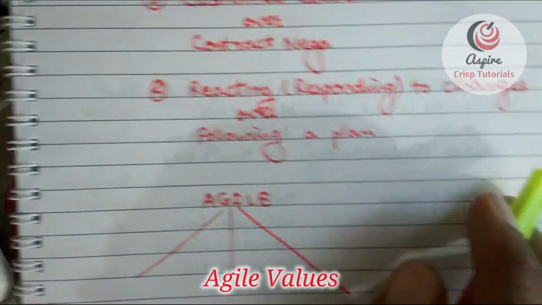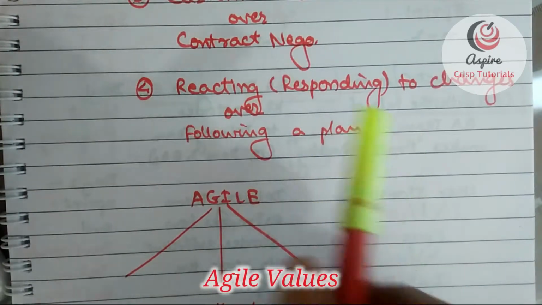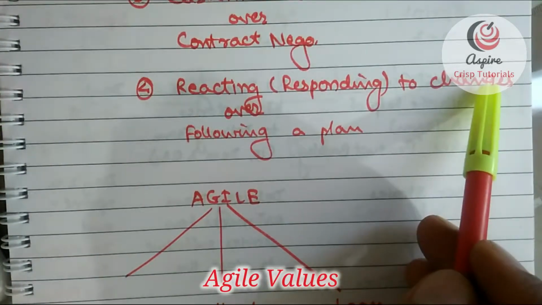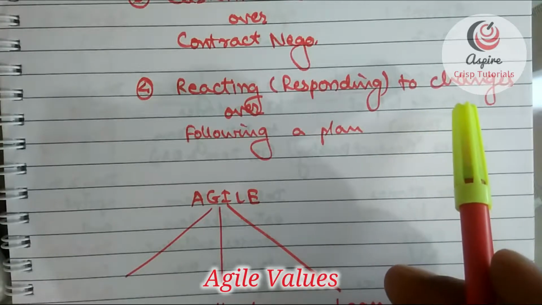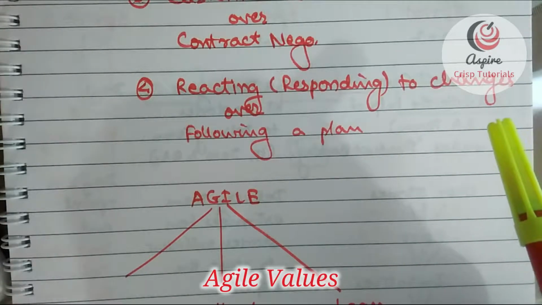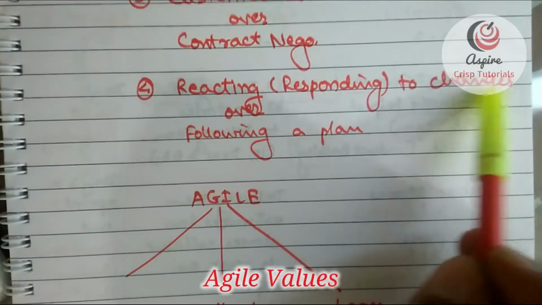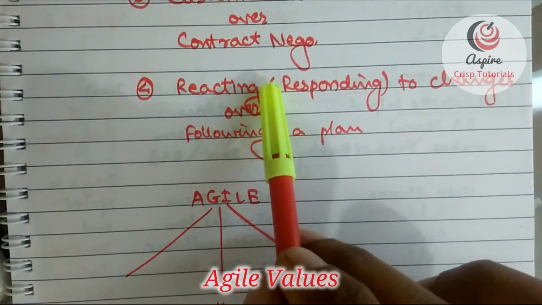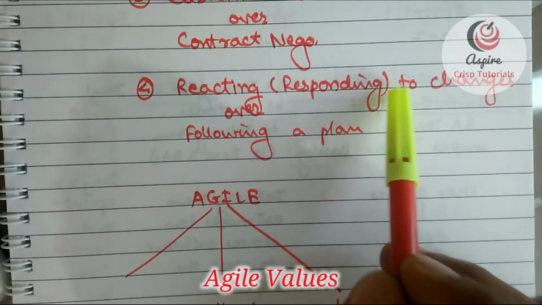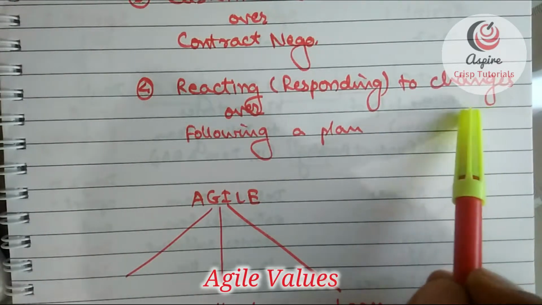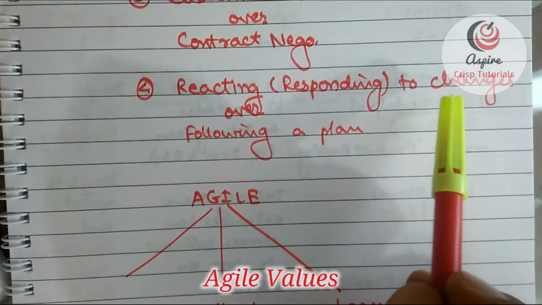And the fourth value of agile says reacting or responding to change over following the plan. So what it means is, if the market scenario changes, and suppose, as I gave an example, that a new payment gateway came into the market, say UPI, then your product should respond to that change, immediately inculcate that change within the product. That is much better, because your product should be on its toes. It should be the top-notch product, latest product when it gets released.